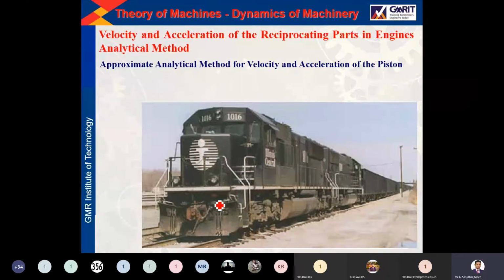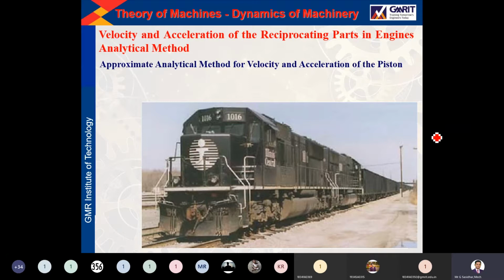See this picture. This train has so many reciprocating parts like piston, connecting rod, cylinder assembly. This is the best example. It is actually a steam engine. Nowadays we have many kinds. Diesel engines also have reciprocating parts. Each and every engine definitely has some reciprocating parts like piston, cylinder assembly, crosshead, connecting rod, everything.